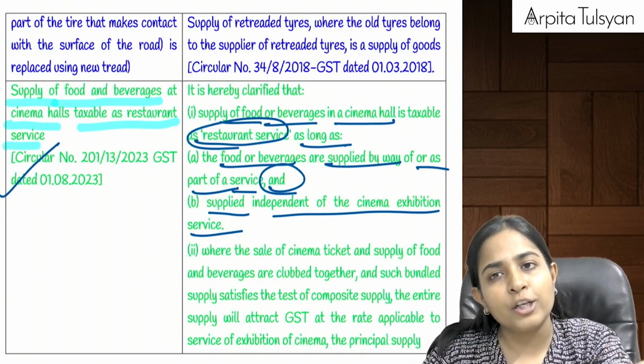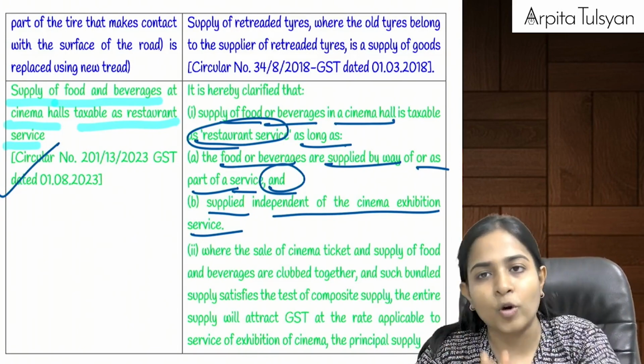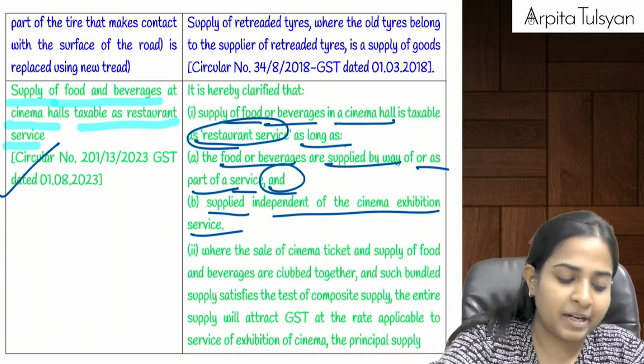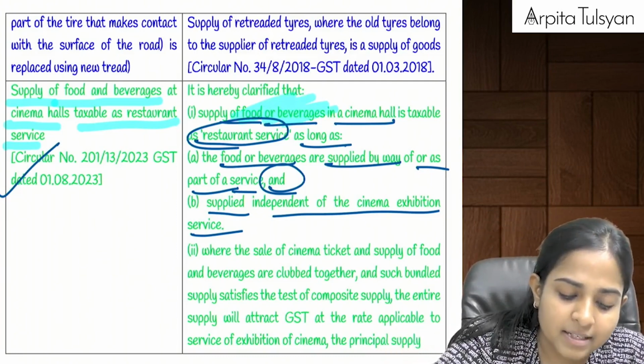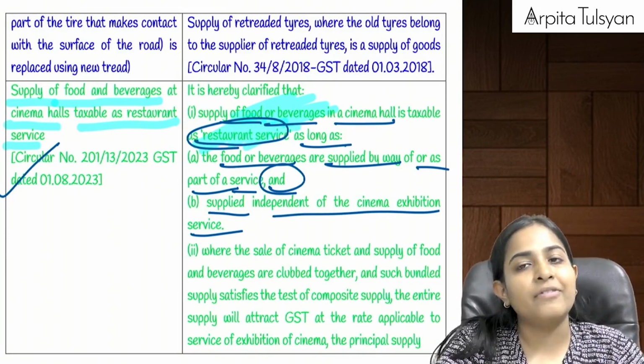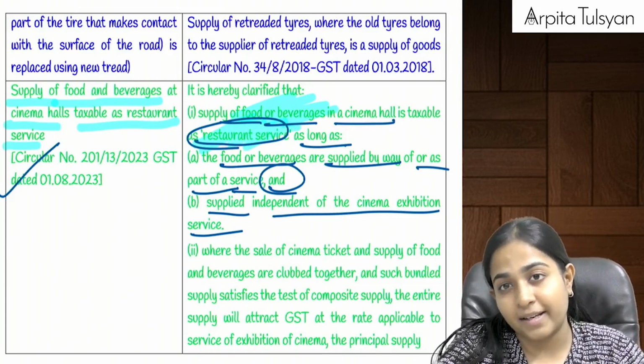If you want, you have it. If you don't want, you don't purchase it. If it is provided separately, then food and beverages will be considered as a separate restaurant service. Means it will not be considered as a composite supply.